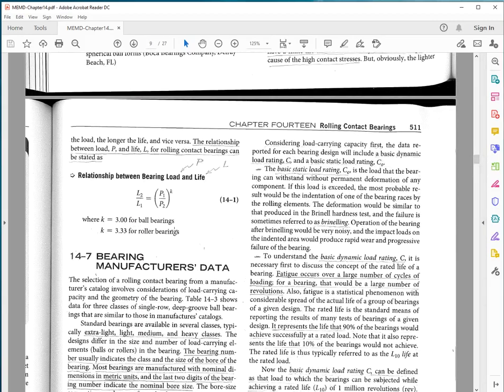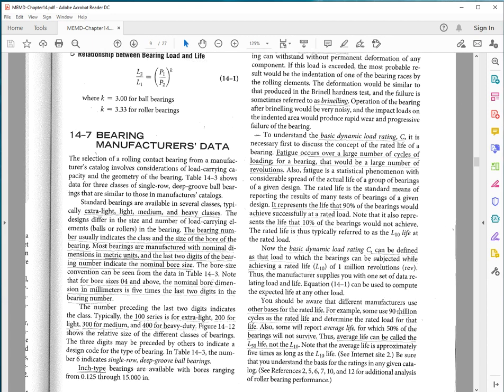So imagine P1 being replaced with C, the dynamic load rating, and the corresponding life to the dynamic load rating would be 1 million cycles or rotations. So to the dynamic load rating corresponds L10, 1 million revolutions to failure.